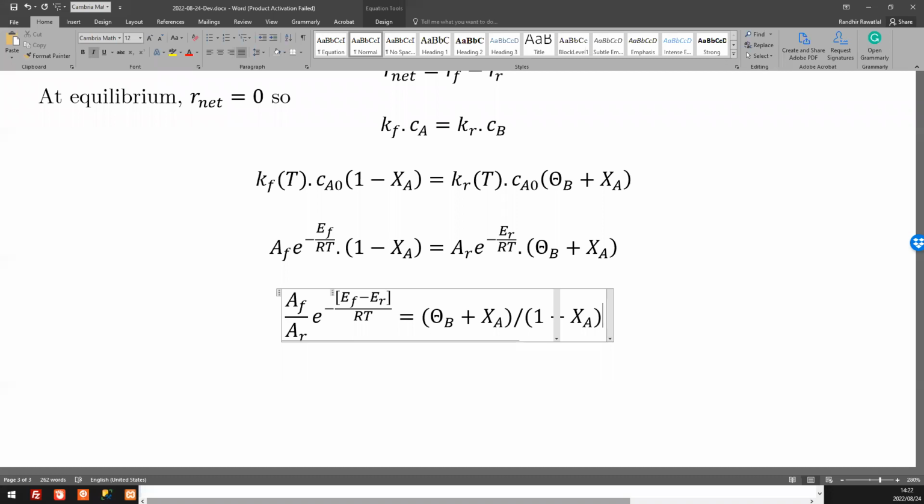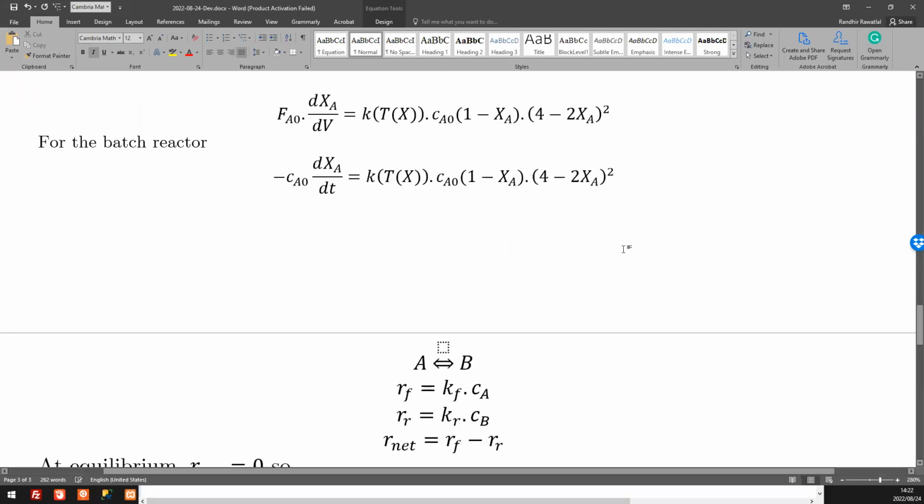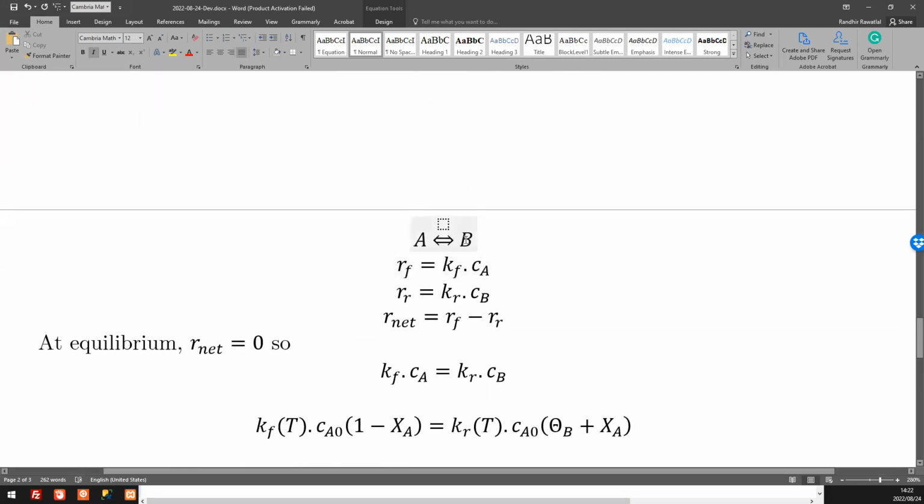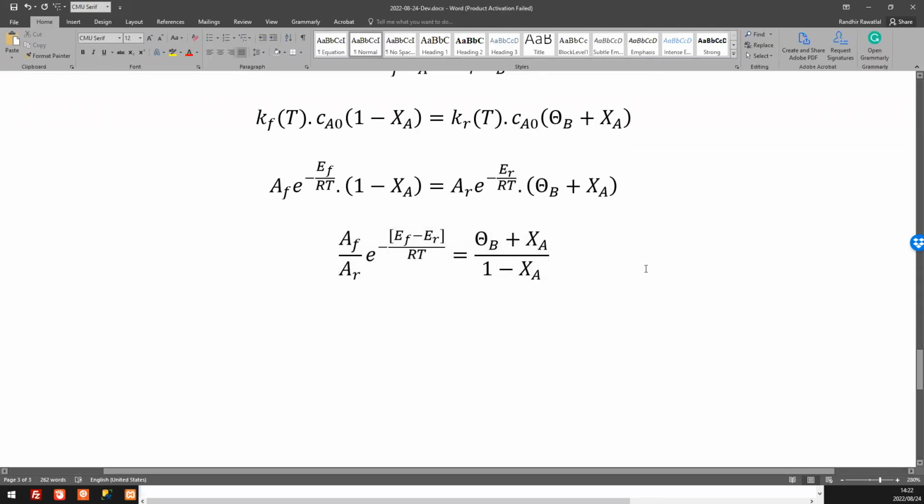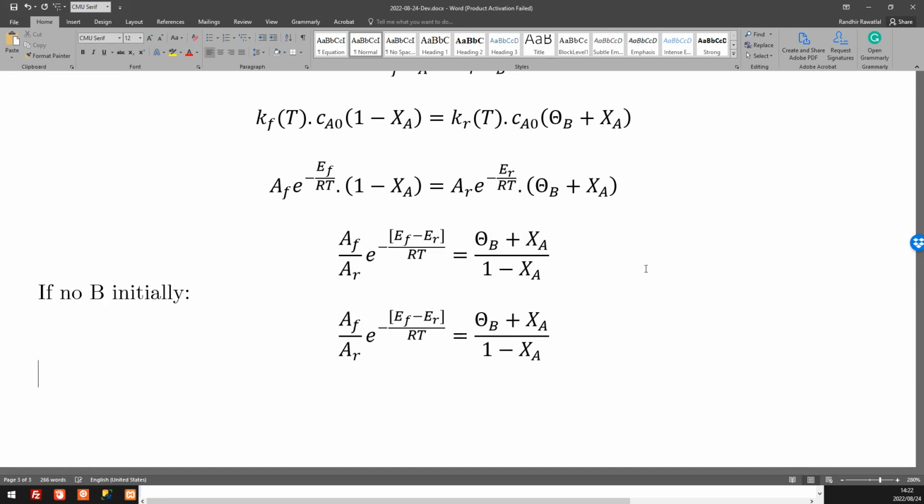And I think the way I did it in the notes is to say, well, if B is a product, let's assume that we don't have any B initially. So theta B is 0. So if no B initially, then that's a 0 there.